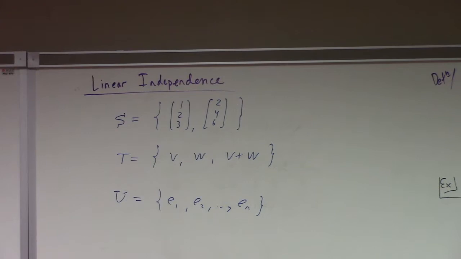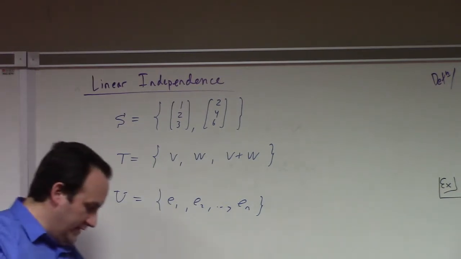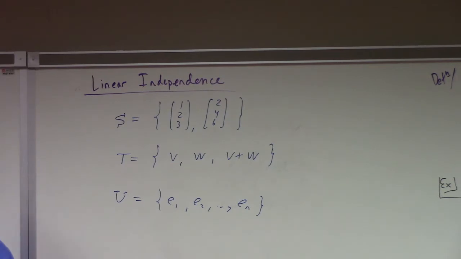All right. A set of vectors is said to be linearly independent if there's no way of taking one of the vectors in that set and forming it as a linear combination of the other vectors in the set. So in other words, a linearly independent set is a set which has no non-trivial linear dependences.